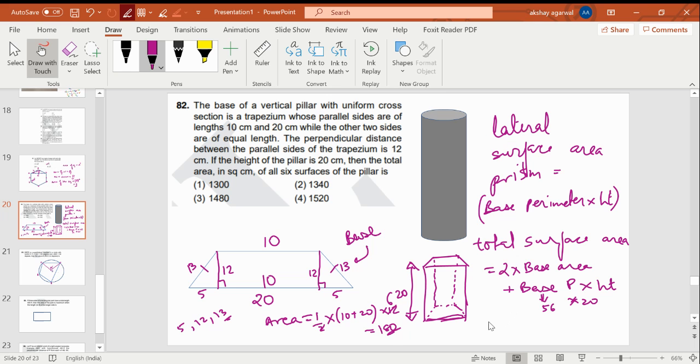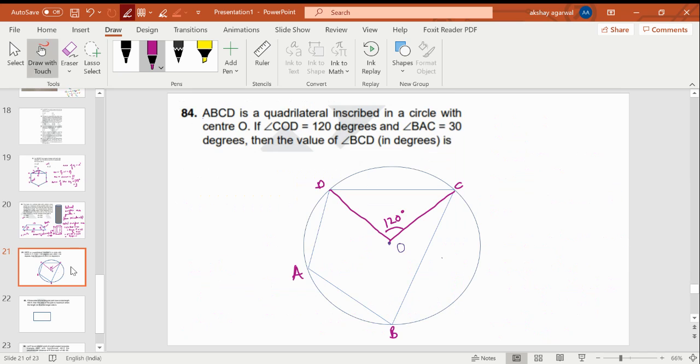Okay, so if you come to this becomes 2 into 180 plus 56 into 20 is 1120. 1120 plus 360, this will become 1480. So the answer would be option 3. Okay. So now coming to the next question.